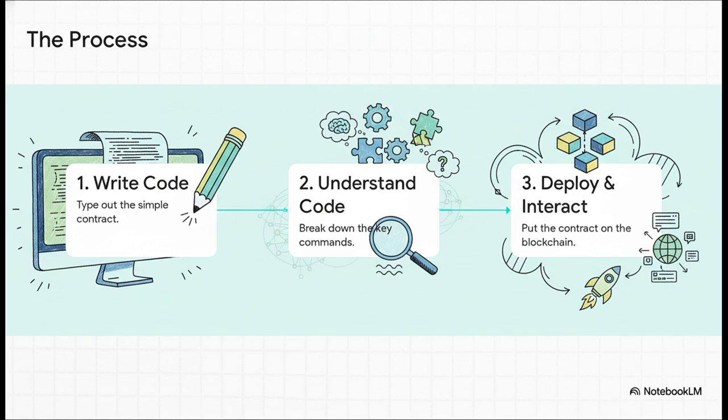And really, it all comes down to 3 simple steps. First, we're going to write the code. Second, we're going to make sure we understand what it's doing. And third, we're going to deploy it, put it out there on the blockchain so we can actually interact with it. So here it is.